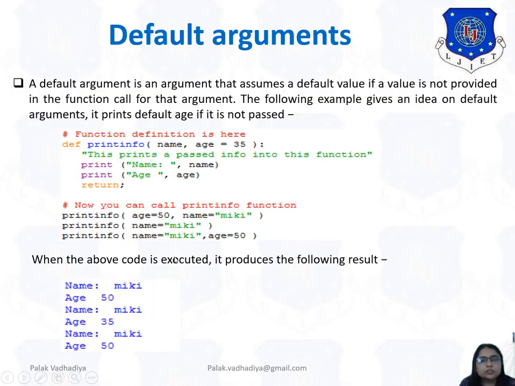Now when I execute this code, the first time this code is executed, what is the name? It's Mickey, and the age is 50.